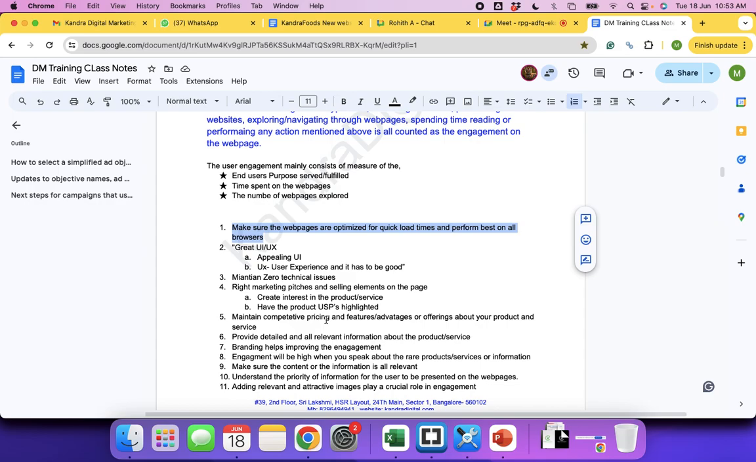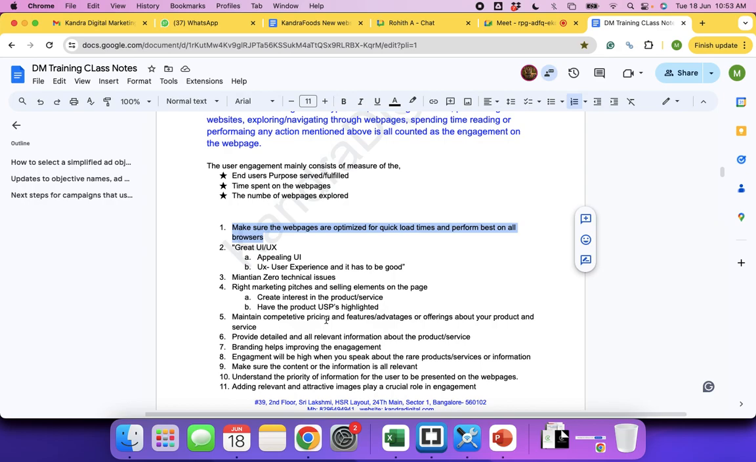So in order to make sure that the web page is highly engaging, provide detailed and all relevant information about the product or service. Point number 6, branding. If you're already a well-known brand, regardless of the experience, people would still consider spending time with you because everybody knows about your company or your website. You would prefer to spend some time. If it's a new brand and people do not know you, there are chances of them quitting.